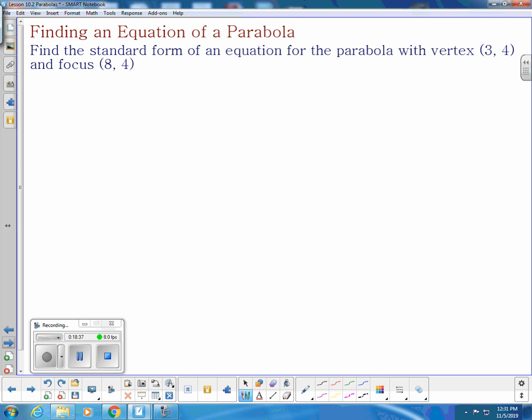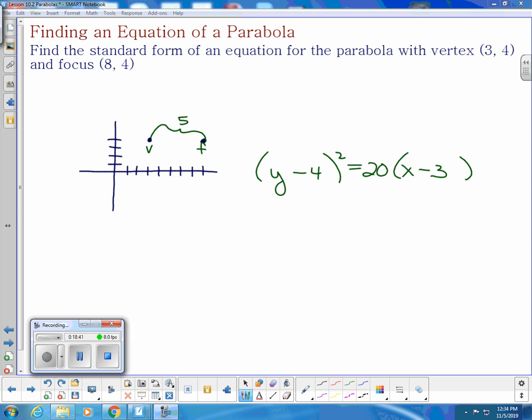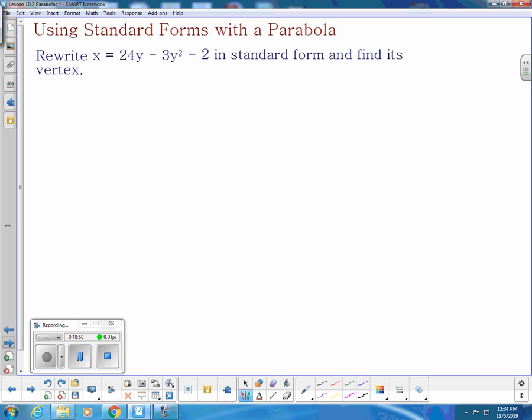Last one, and then we're going to do completing the square. Does anyone have questions on that? So we know it's opening to the right because it's opening towards the focal point. Then you put in your vertex. Your p distance is 5, so 4 times 5 is 20. Moving on.